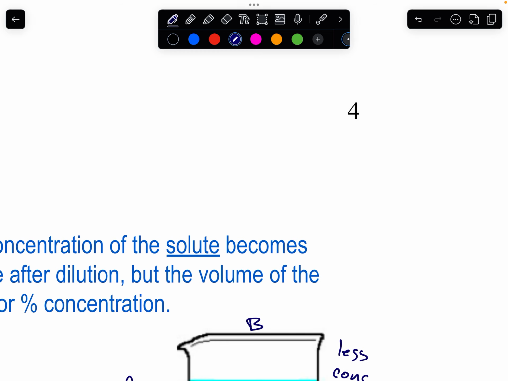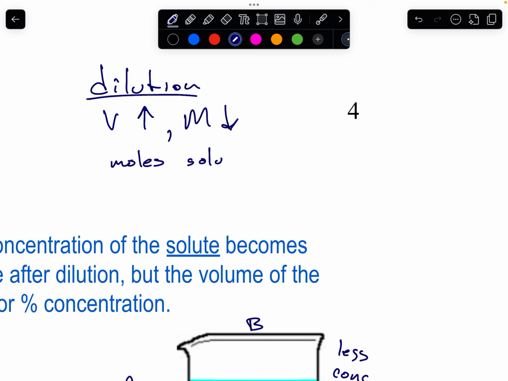Okay, so just to reiterate, for a dilution, our volume is going to be increasing. That means my molarity is going to be decreasing. But the moles of solute are going to stay the same. So moles of the solute don't change, and we can use this to our advantage if we want to do some calculations.